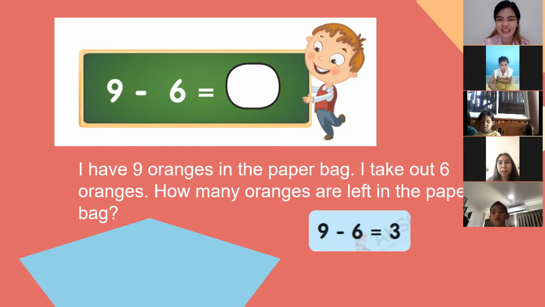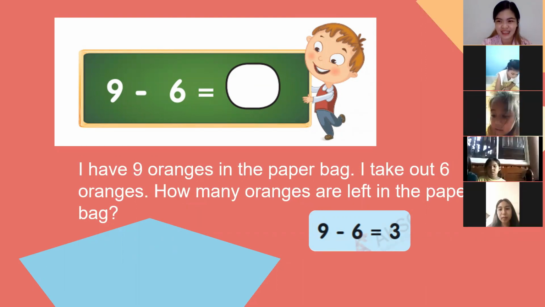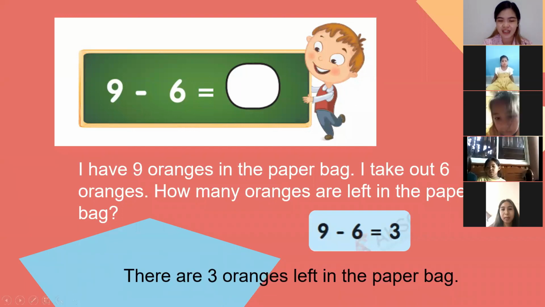Student: So it is 9 minus 3. Very good. So there are 3 oranges left in the bag, or in the paper bag.